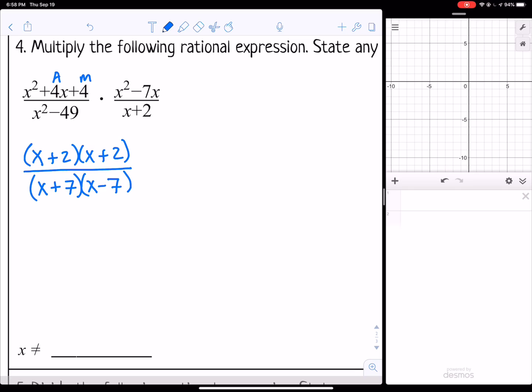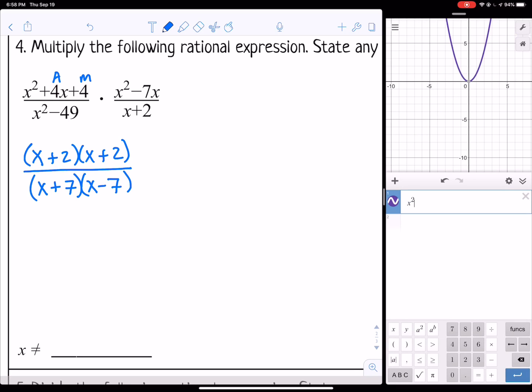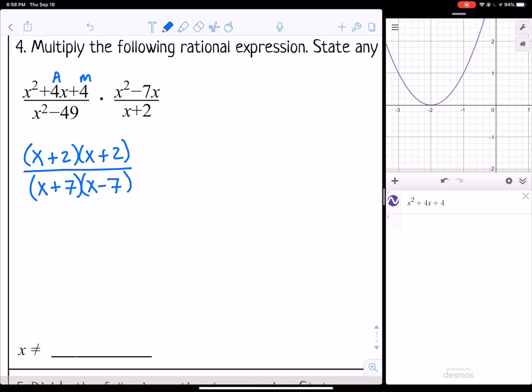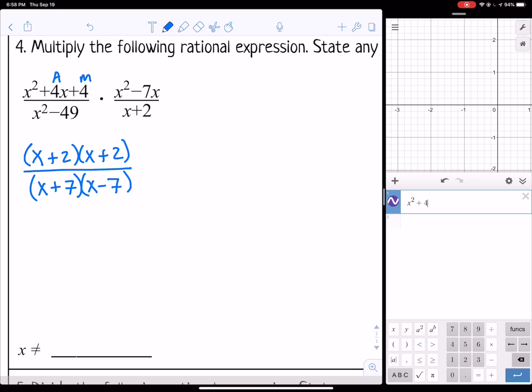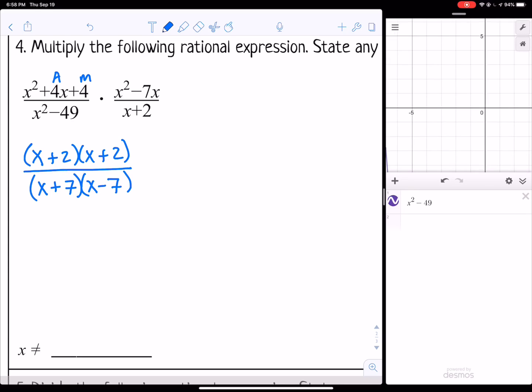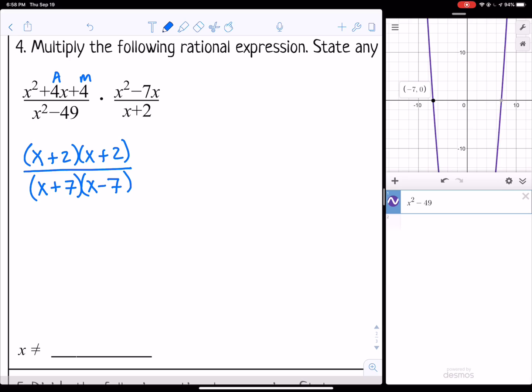Let me just review that you can also use Desmos to help you if you have trouble factoring. Let's take a look at that real quick. If I type x squared plus 4x plus 4 over here, you have a double root at -2, which means you have factors of x plus 2, but there are 2 of them, which is what we got when we factored out our numerator. So that would still work to help you out. And if you type x squared minus 49, notice your roots are at -7 and 7. So our factors are x plus 7 and x minus 7.